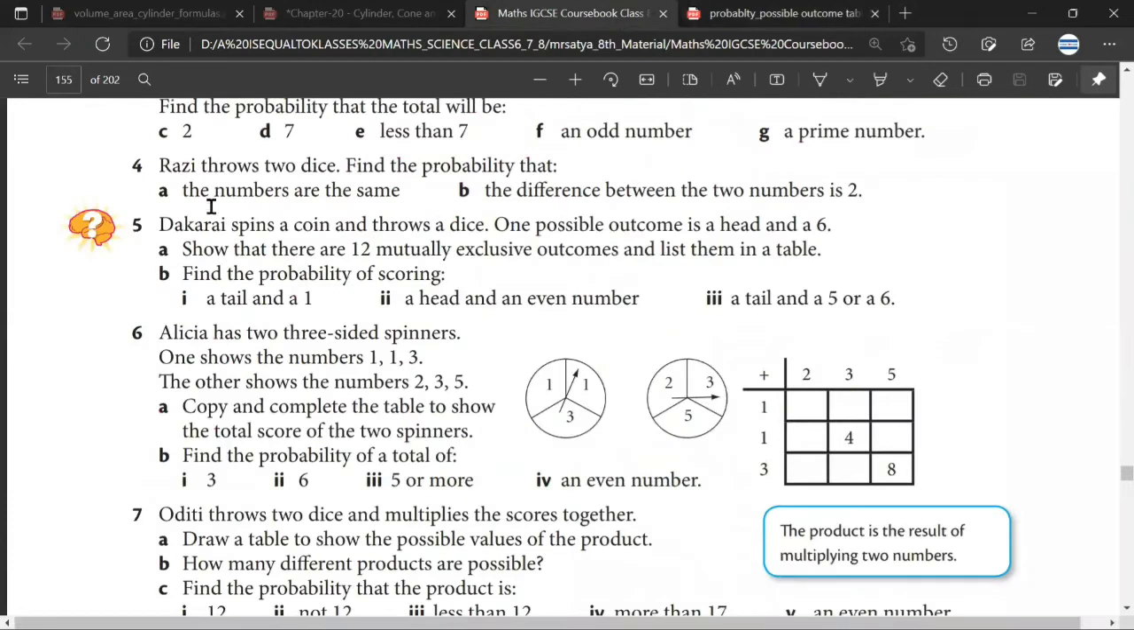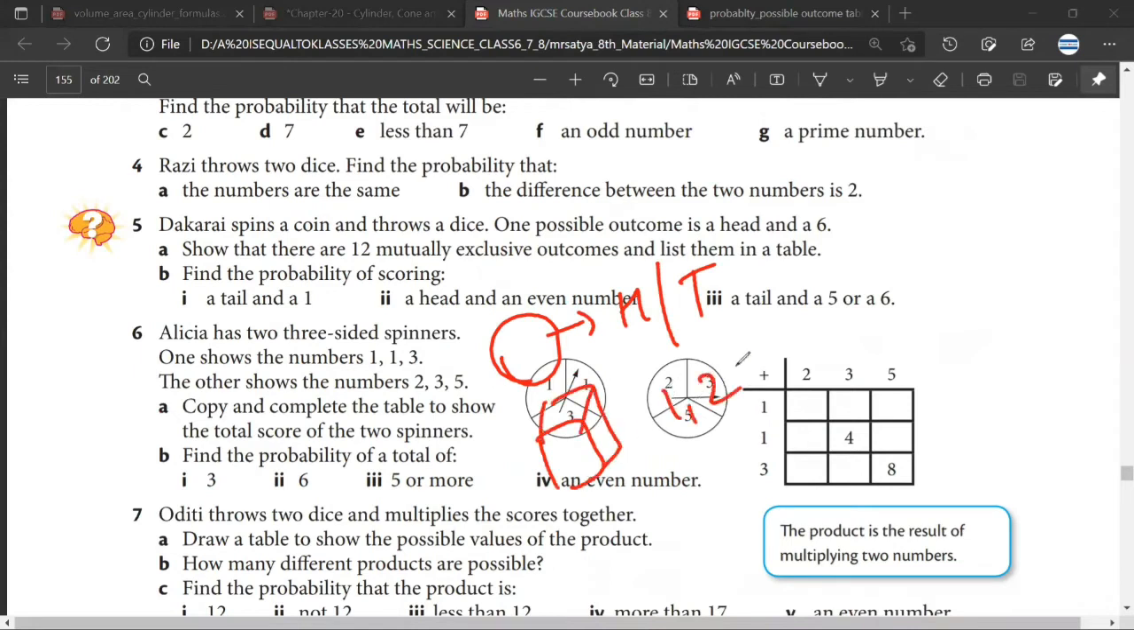Now, there is another kind of possibility, like question number 5. The guy spins a coin and throws a dice. Now, he is doing two things. One, he is throwing a coin. So when he throws a coin, head or tail is possible. But when he throws a dice, you have the options 1, 2, 3, 4, 5, 6. Satya, any doubt? No doubt.